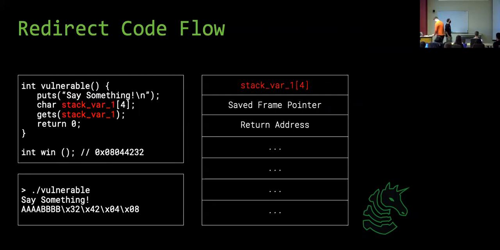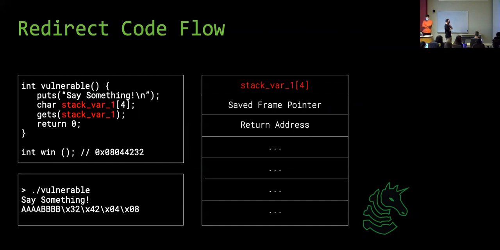All right. So up in the top left again, we have another program with another function called vulnerable. And we only have one variable on the stack this time, just stack bar one, and we call that vulnerable function gets again, which will take whatever the user input is, and write it into stack bar one.